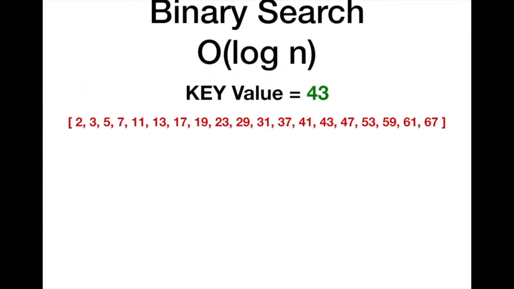So for binary search, we have an array of 19 values or 18 parameters, because 2 starts at the 0 parameter point, where 67, that is the endpoint of the array, is at the 18th position as a parameter.